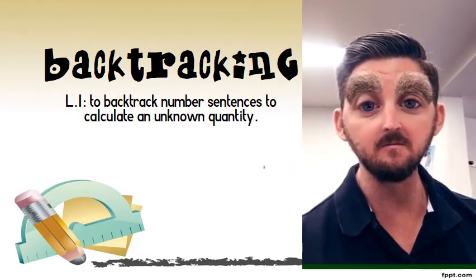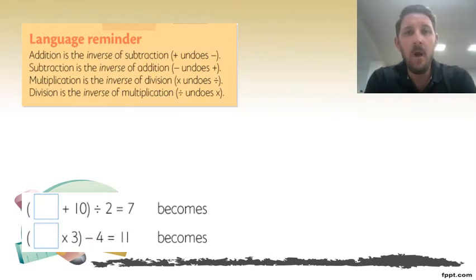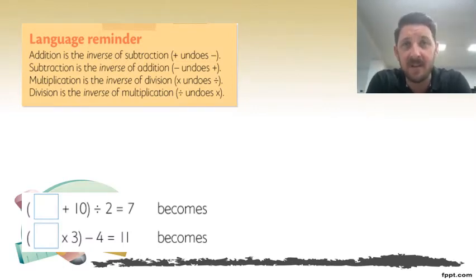Today we're going to look at backtracking and trying to find out an unknown quantity when looking at number sentences. When we start looking at number sentences and unknown quantities, it's important that we use backtracking.